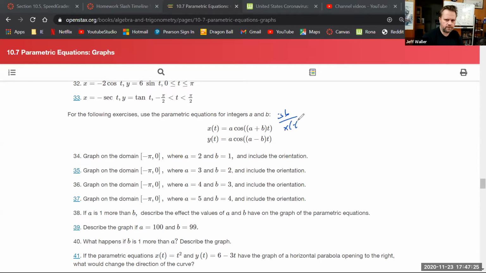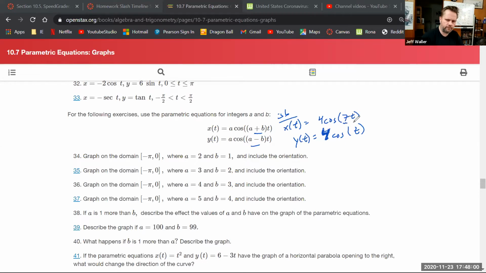So 36, this looks like 4 cosine of 7t, right? And this looks like 4 cosine of t, right? Because it's a plus b, a minus b. Yeah, and I made the chart, but I don't know. It keeps coming out weird. Like it doesn't look right. And I think it's because of the 7. Yeah, the 7's going to be extraordinarily funky.